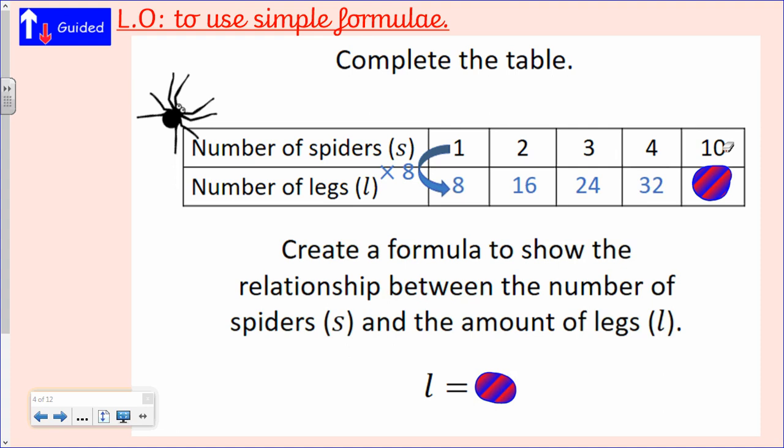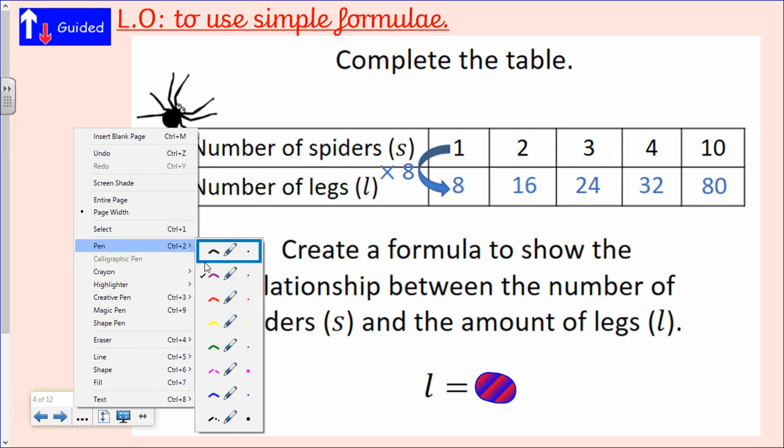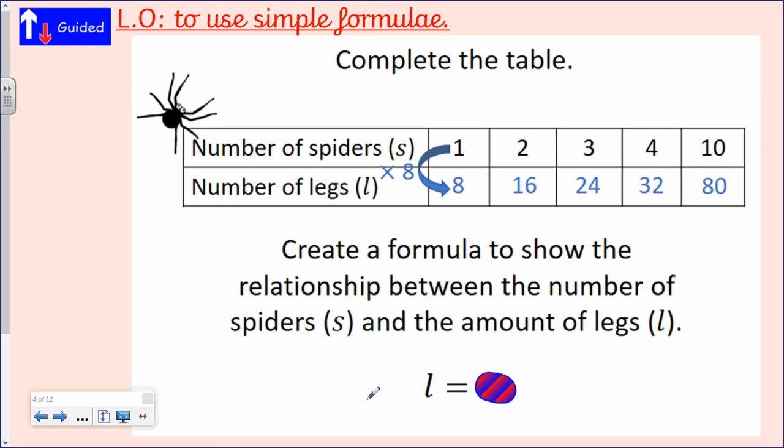And then if we had 10 spiders, they've got 8 legs each. So we would have 80 legs. So now we get to the formula. Create a formula to show the relationship between the number of spiders and the amount of legs. So we've got legs equals, and we need to work out what's under here. So legs equals the number of spiders, S, times by 8. So that's what we're doing each time. That looks a bit like a 5, it is definitely an S. So if we had, let's say, 8 spiders, we times it by 8, and there would be 64 legs in total.